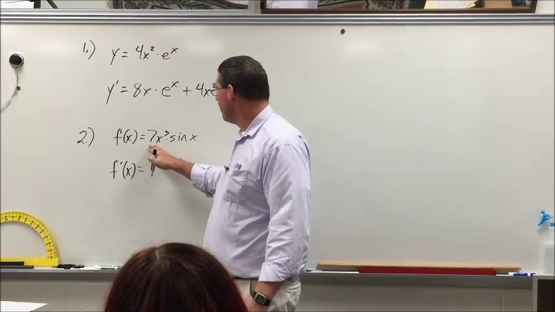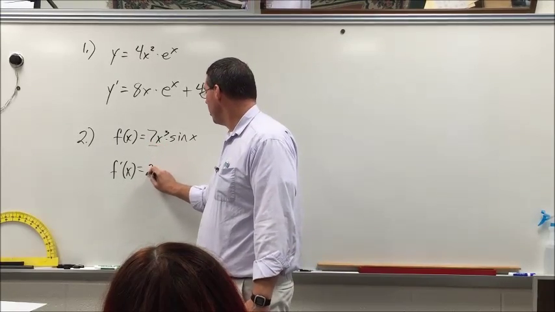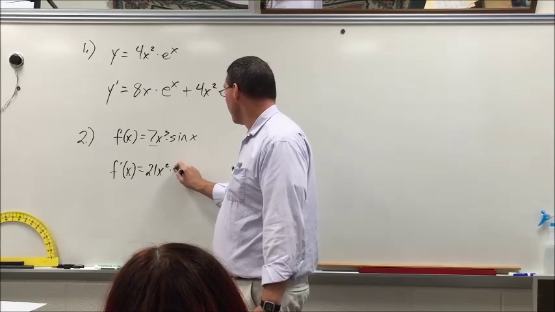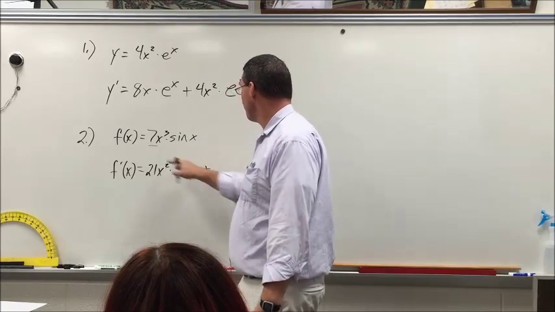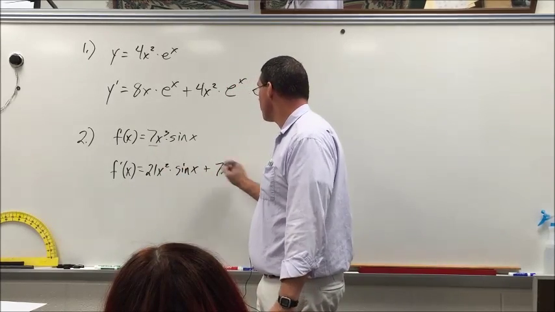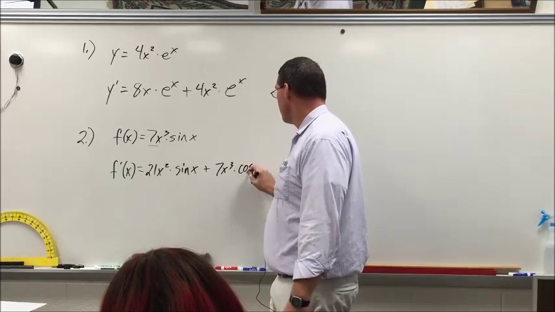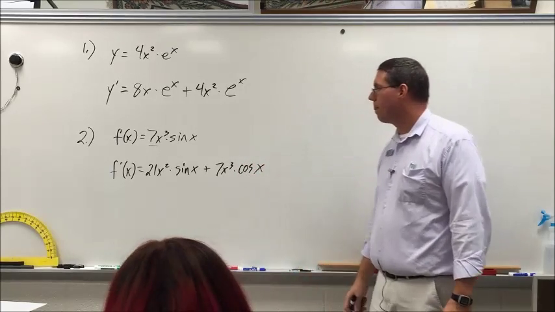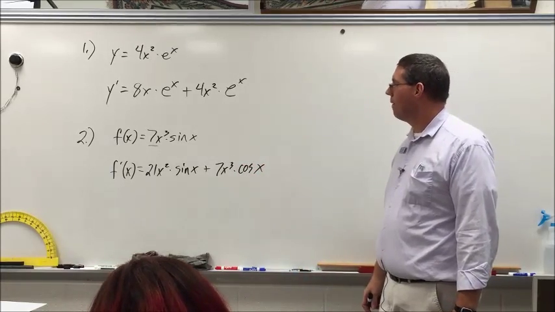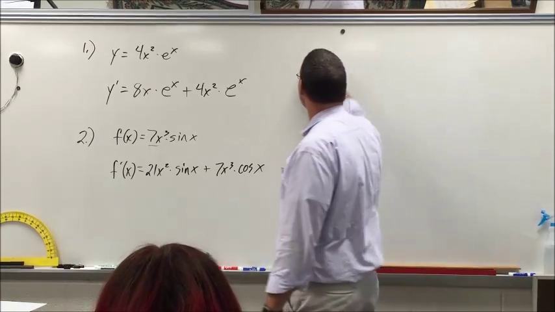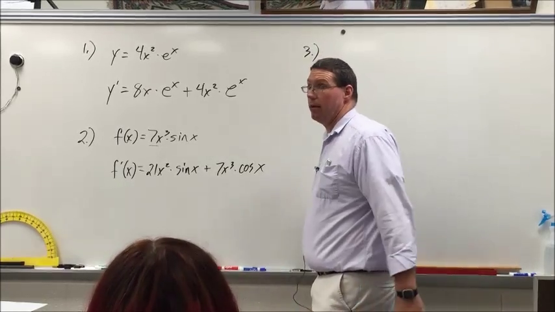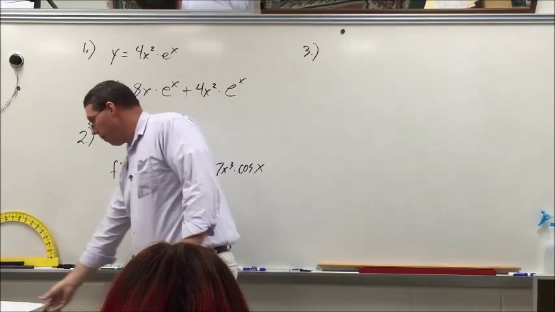Okay. So I'm going to do the derivative of the first one, which is 21x squared, times the second one, plus the first one, 7x cubed, times the derivative of the second one, cosine of x, and there's our derivative. Okay? And I'm telling you, after you do a whole mess of these, you don't even think about it. I just do it.